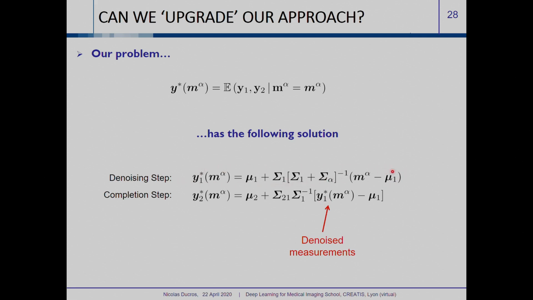This first step here is very similar to the second step. We center the measurement, so m alpha are the actual measurements, the noisy measurements. We divide by this covariance, which includes the noise covariance and the covariance due to the data, multiply by the covariance of the data, and this is it. So this step is basically a Tikhonov linear filter.